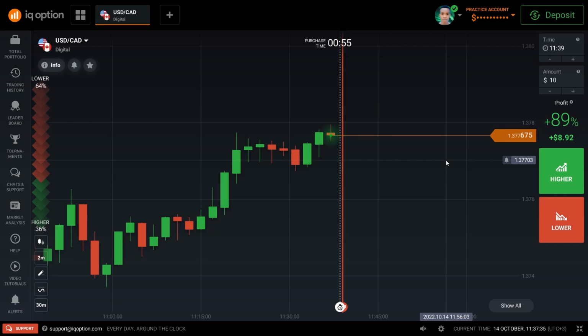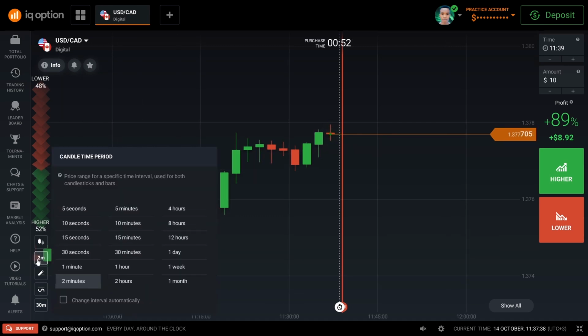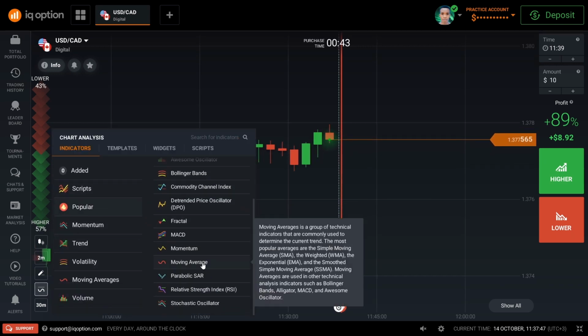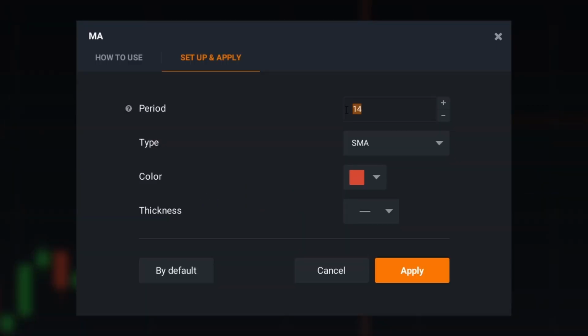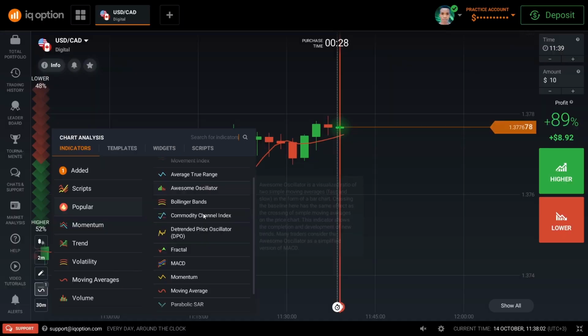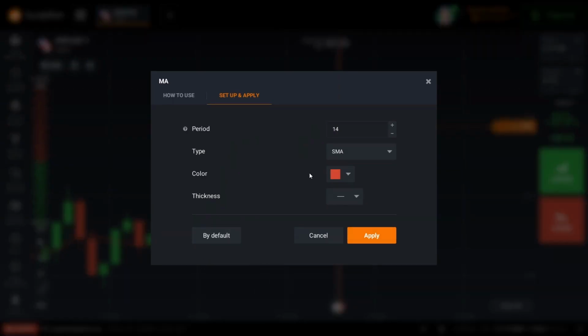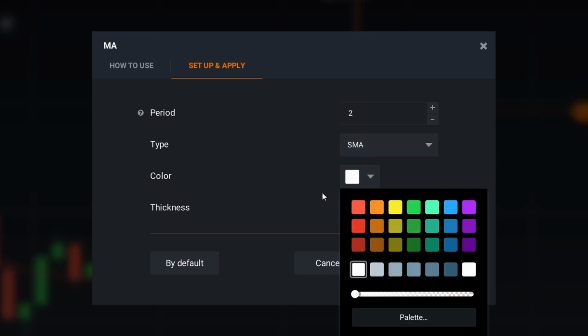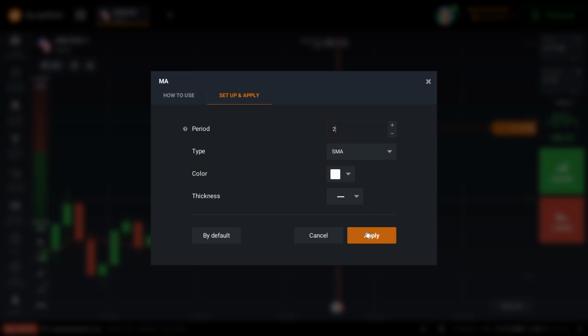So let's get started. First of all, I'm just going to use a candle time period of 2, and I want to add some indicators. I'm just going to use a popular indicator, the moving average. Here, for the period I want to use 5. The type I want to use is simple moving average, and the color I'll leave as default, and increase the thickness and apply. And I want to use an additional moving average, but this time I want to use a period of 2. Type simple moving average. Color I want to use white. Thickness I want to increase and apply.